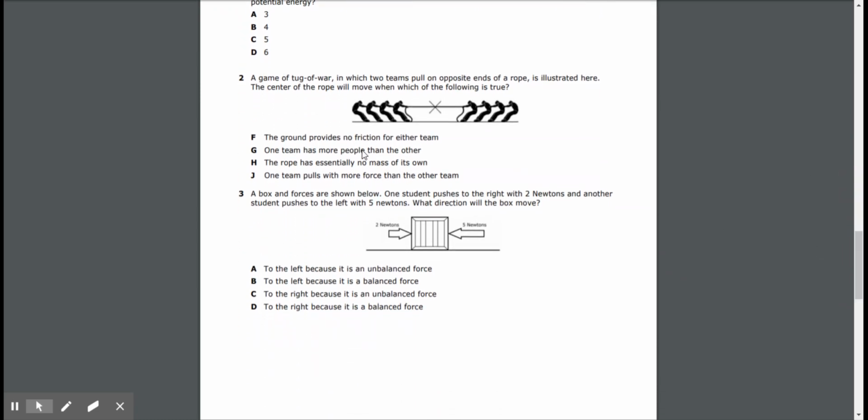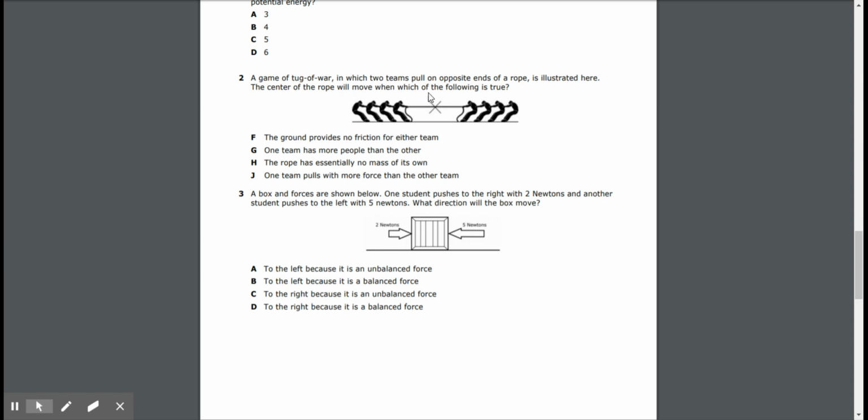All right, number 2. The game of tug of war. A game of tug of war in which 2 teams pull on opposite ends of a rope is illustrated here. The center of the rope will move when which of the following is true?